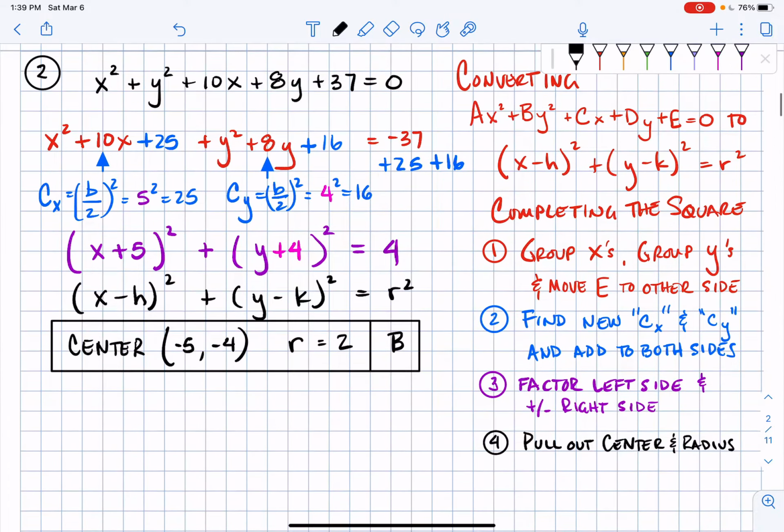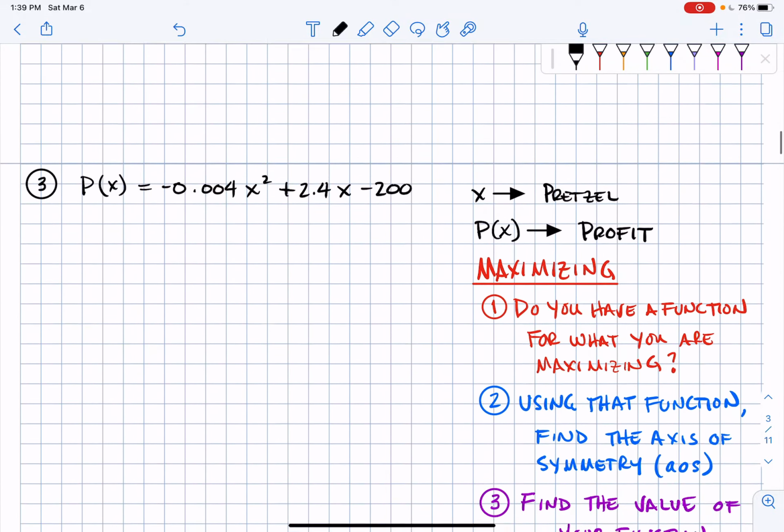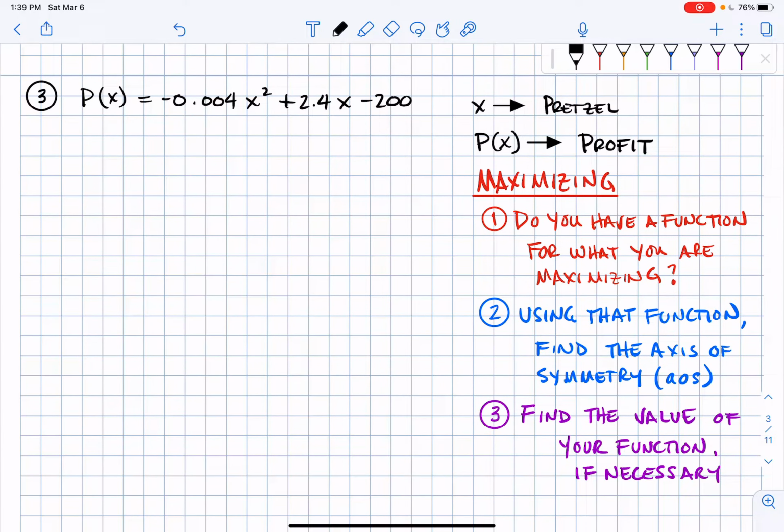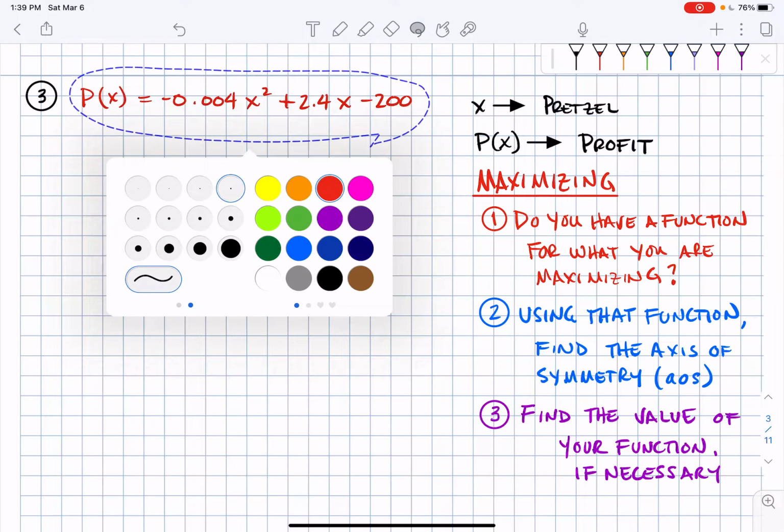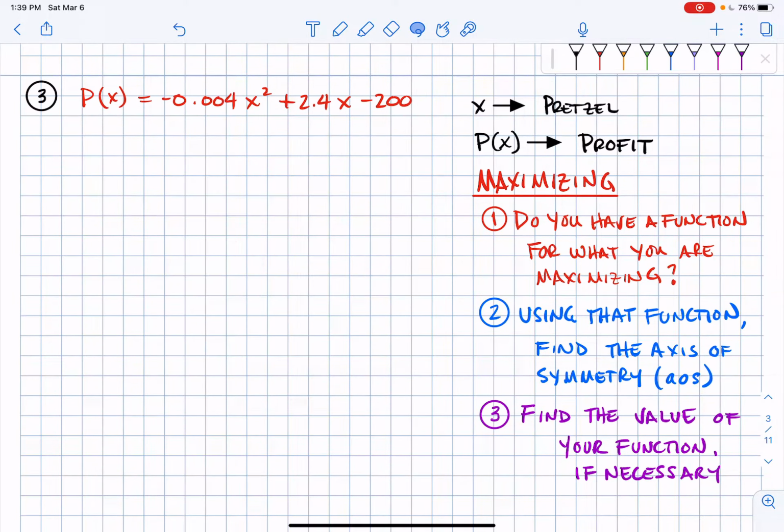All right, so that's number 2. And on to number 3. So we have this equation that's given to us, and within the problem, it tells you what x represents, which is the pretzels, and P of x represents the profit. Okay, so my first step is, do I have a function of what I'm trying to maximize? And yes, I do. And so therefore I should probably make this red, because that would be the so-called function of what I want to maximize, right? I want to maximize profit.